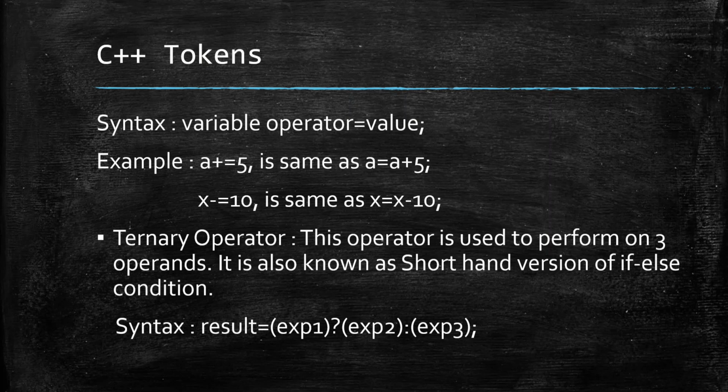Fine. In place of a, I am storing a plus 5. See here, in the shorthand operator, I have both the operators together, right? Compared to a is equal to a plus 5 semicolon, this expression is short. So hence they are known as shorthand operators. And the second example is the same way: x minus equals to 10 is the same as x is equal to x minus 10 semicolon.